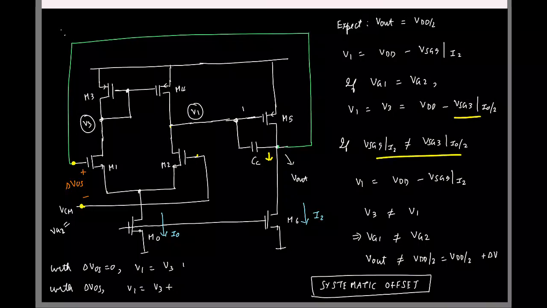This guy. So plus this is VSG3 at a current I0 by 2 minus VSG5 at a current I2. So this is my delta V. Okay. So I see that if there is some finite delta VOS, the output increments by delta V, right? Yeah. So can you relate delta VOS and delta V then?